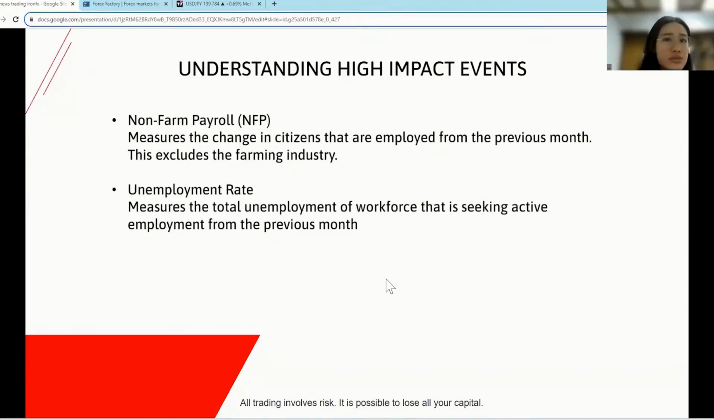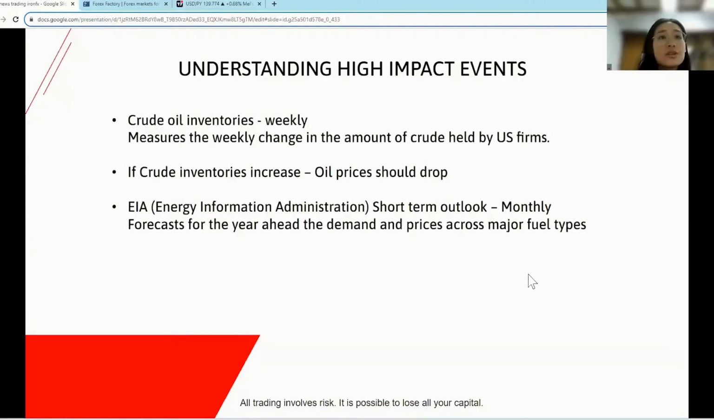We have briefly talked about this already, but unemployment rate measures the total unemployment of workforce that is seeking active employment from the previous month. Crude oil inventories measures the weekly change in the amount of crude that's held by US firms. If the crude inventories increase, then we can expect oil prices to drop. And the EIA short-term outlook is the monthly forecast for the year ahead, the demand and prices across major fuel types.